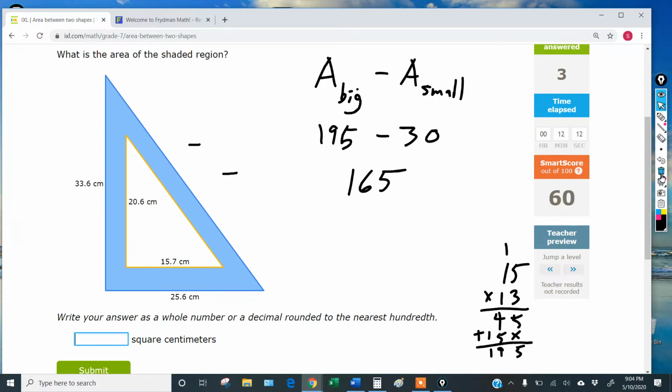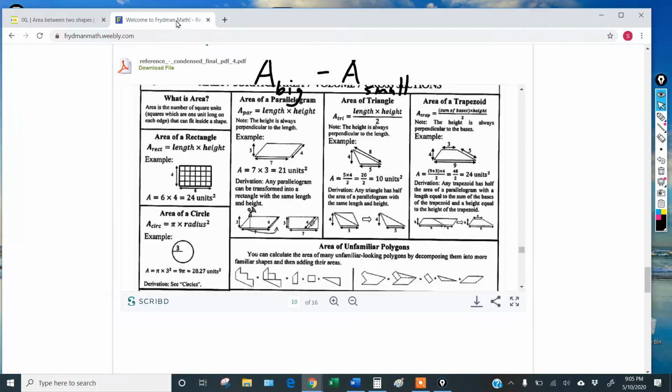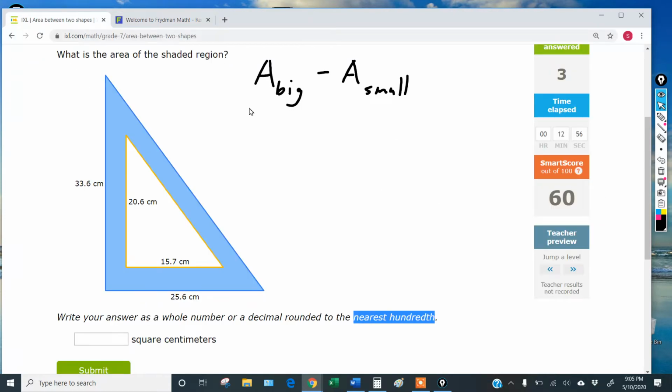Okay, so this seems like it's, again, the same idea. Maybe I'll just explain how to round to the nearest hundredth, which I've done in a couple other videos so far if you've been watching all the videos, but I'll do it again in this one. So we want to do the area of the big triangle minus the area of the small triangle. Remember, for a triangle, it's going to be the length times the height divided by 2. So, for the big triangle, it's going to be 25.6 times 33.6 divided by 2.